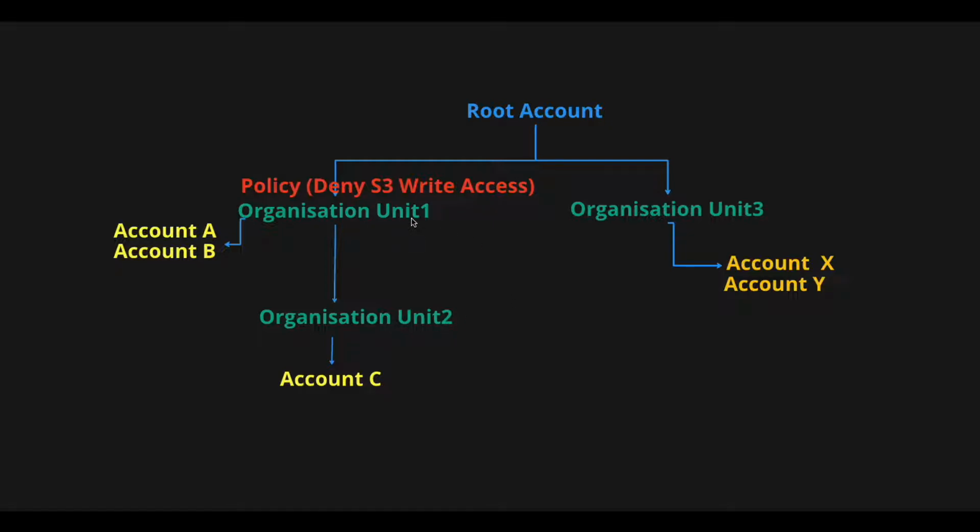The specialty of the SCP is that if you add the SCP to the root, all the children underneath inherit all the restrictions. So if you want to restrict the S3 bucket write access on X and Y, you can attach this policy to organization unit 3. That's how it works. So now let's go to the AWS console and see how these things work.